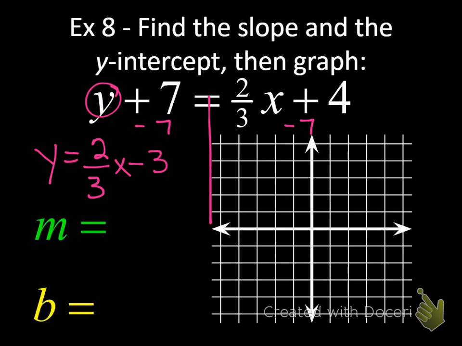So what is my y-intercept? Negative 3. And my slope? 2 over 3. Go to graph it. Down negative 3. And then for my slope, up 2, over to the right 3.